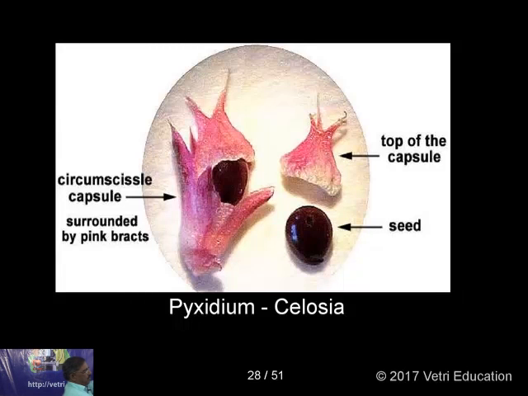breaks open just like a lid, the top of the capsule, and it is the seed. Here you can find the actual fruit just opens and liberates the lid. This is called pyxidium, celosia.